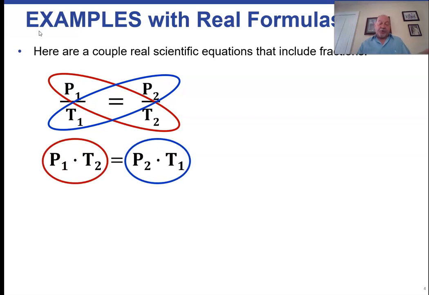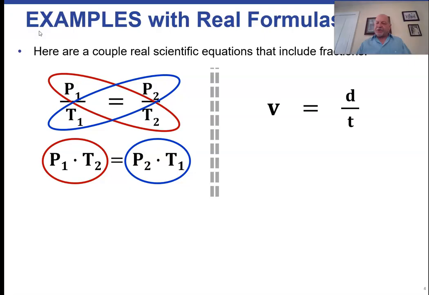And you'll end up with pressure 1 times temperature 2 equals pressure 2 times temperature 1. A very famous equation from physics is the speed or velocity equation. In this case, it's written as speed, abbreviated as v, equals distance divided by time. Or you can say velocity equals displacement divided by time. It's actually two related equations, but it doesn't matter. It's the same math. So we have v equals d divided by t.